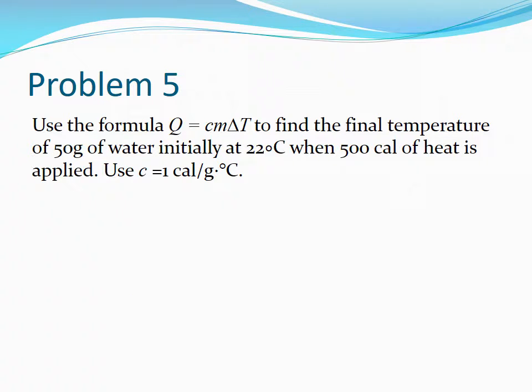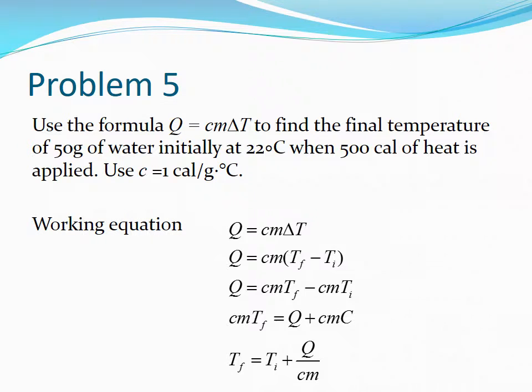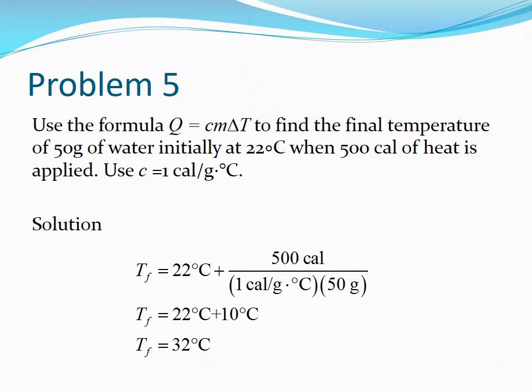Use the formula Q equals Cm delta T to find the final temperature of 50 grams of water initially at 22 degrees when 500 calories of heat is applied. Pause the video to work on the problem. The basic equation is the specific heat formula. The basic equation must be rearranged to solve for the final temperature. Substituting what we know, the final temperature is 32 degrees Celsius.